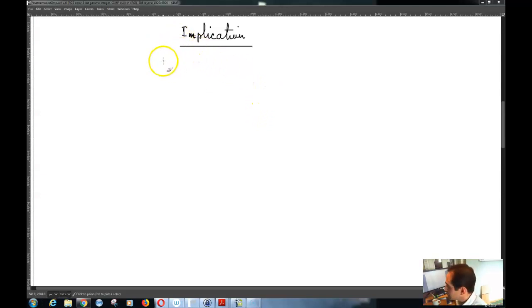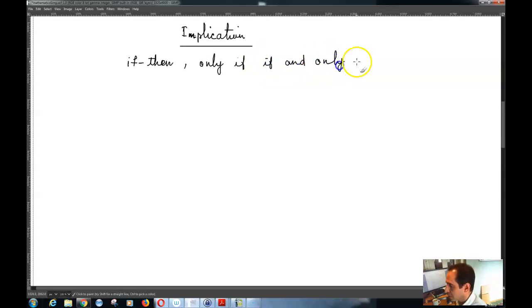Now, these implications are also called if-then clauses. And then there is also only if, and there is also if and only if. There is this thing over here, and we also have this thing, and these are not necessarily the same things.